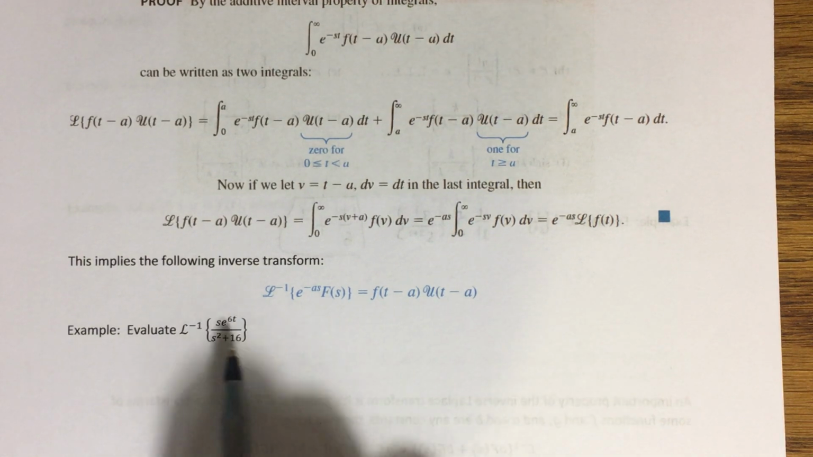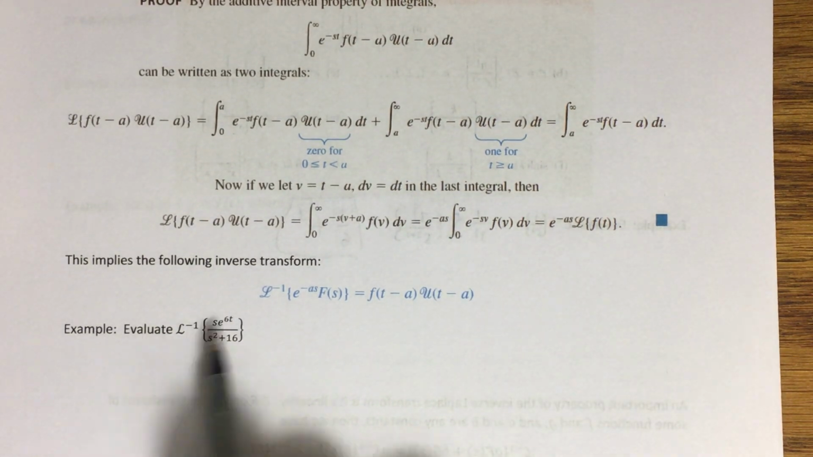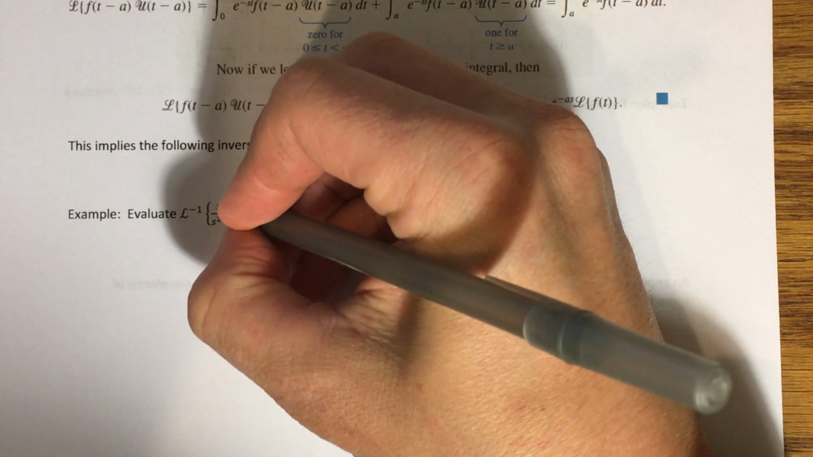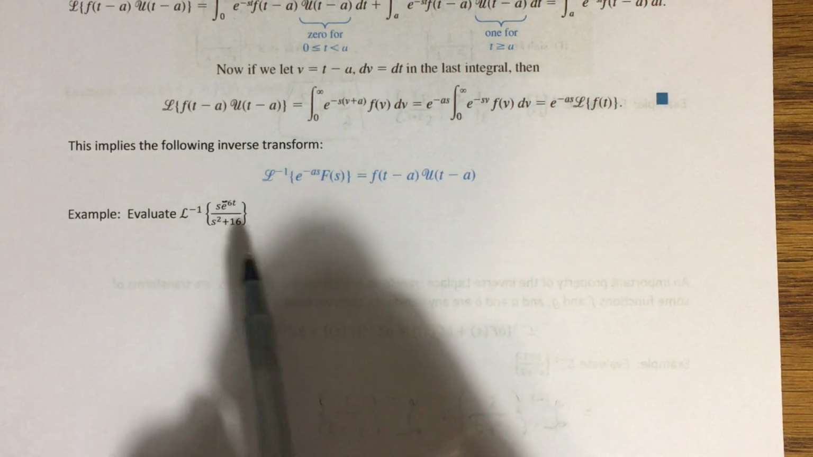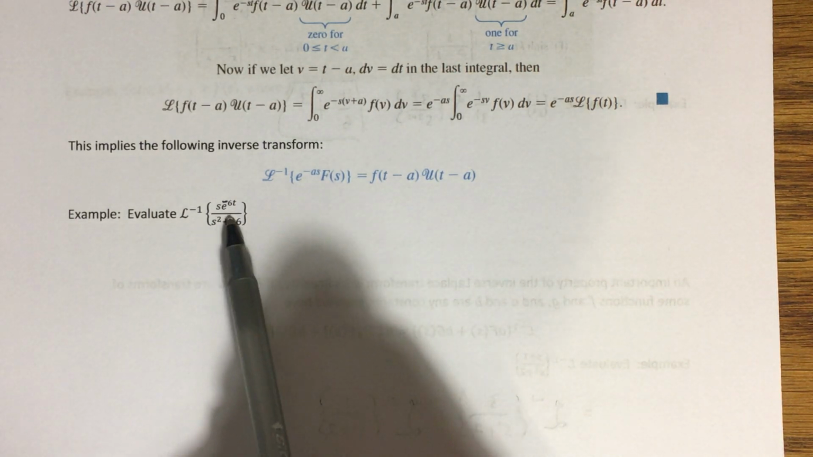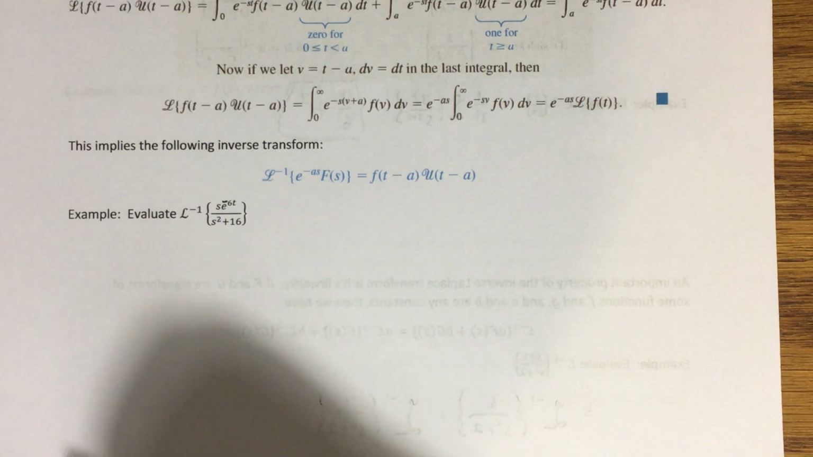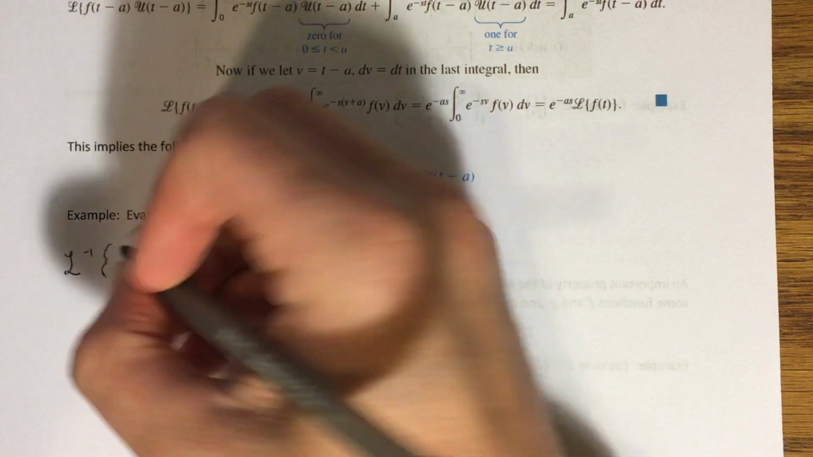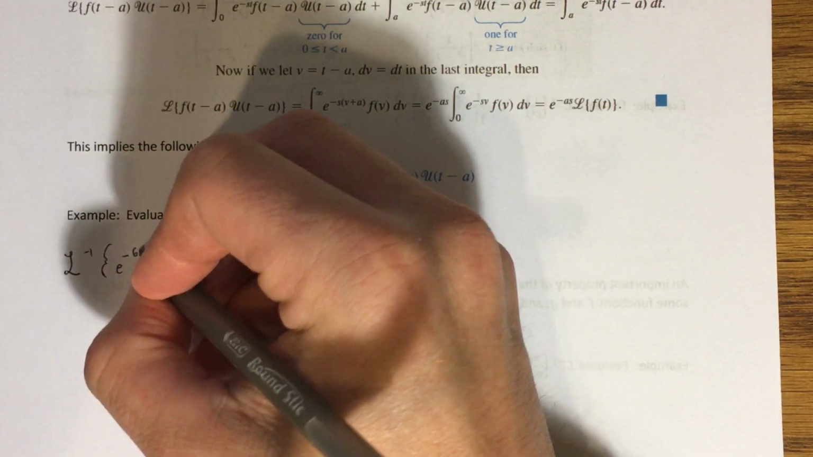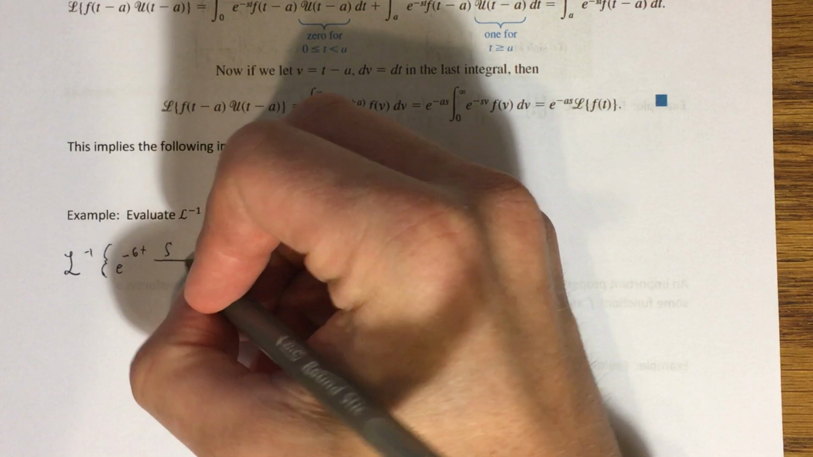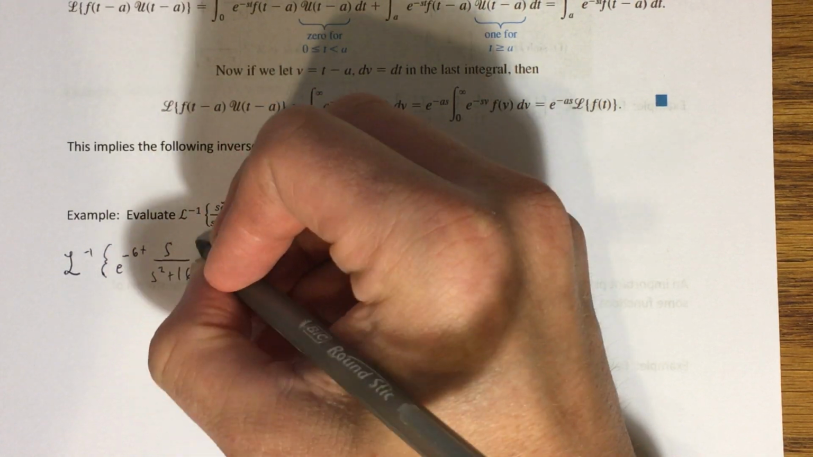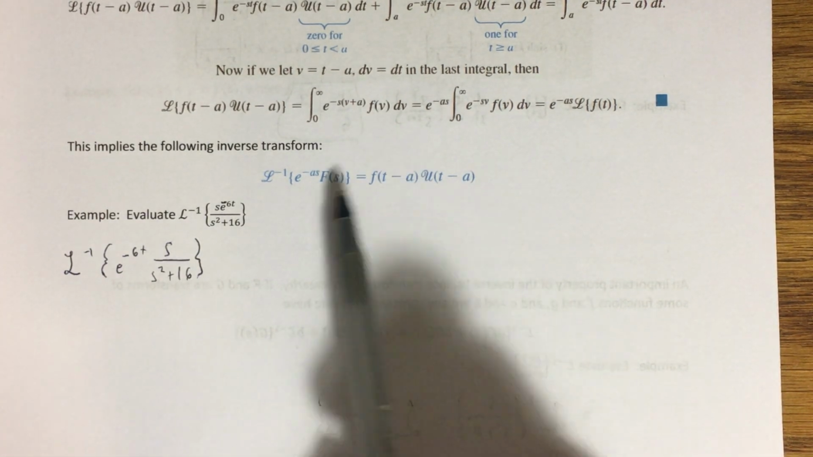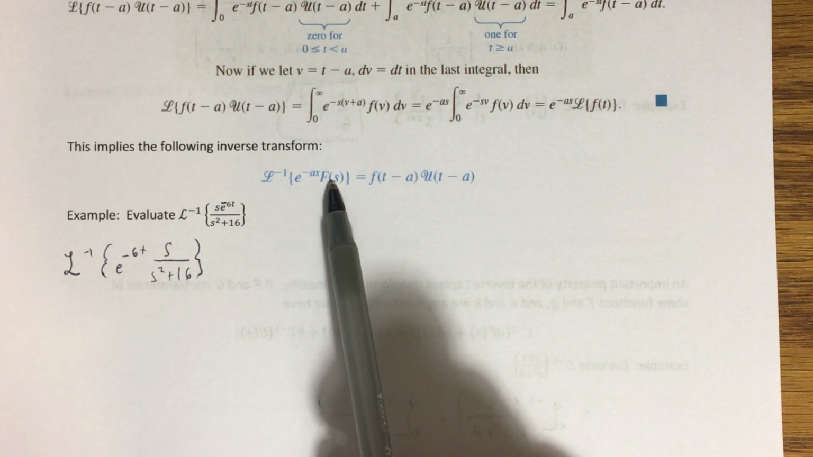Okay, so I want to evaluate the inverse Laplace transform in this example down here of s e to the, actually there's a typo there, that should be a negative 6s, all over s squared plus 16. So what I'm going to do is start by rewriting this in a slightly different form. I'm going to bring my e to the negative 6s out like that, because now this thing here takes on the form of this guy here.